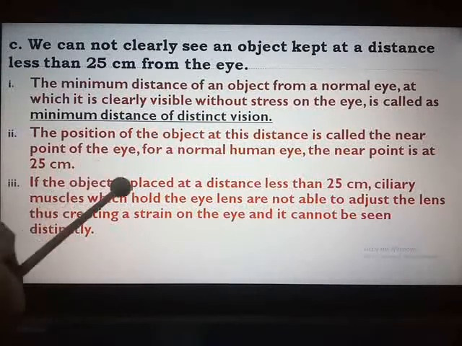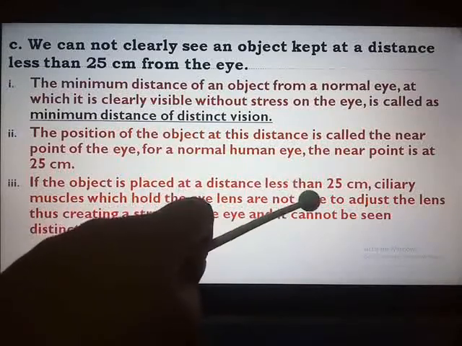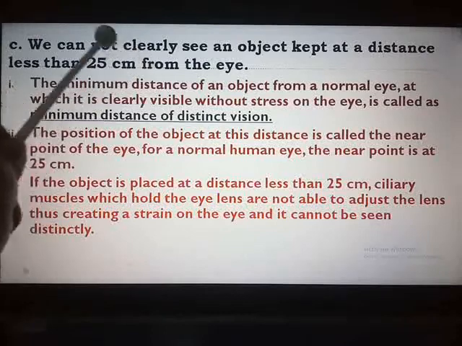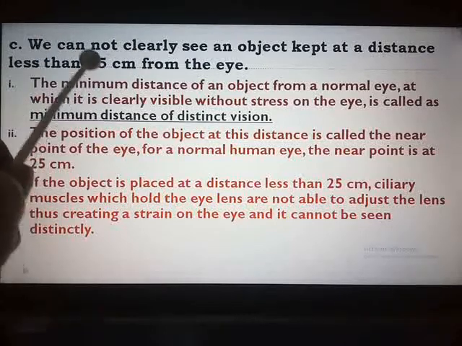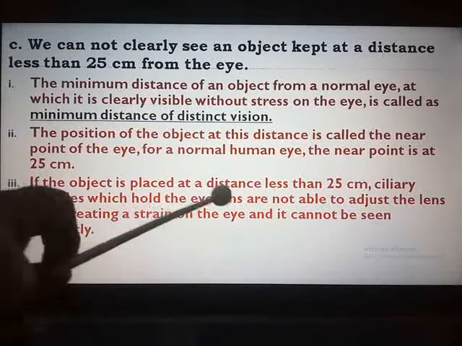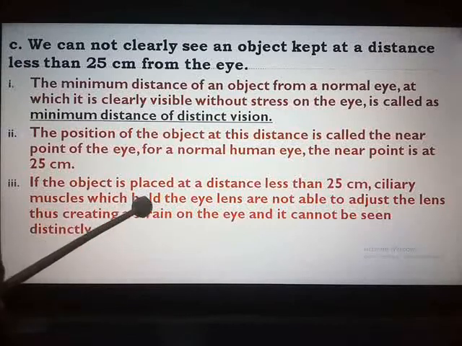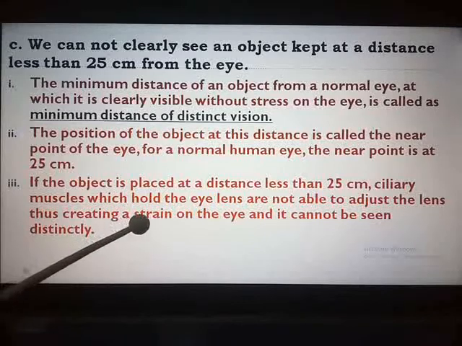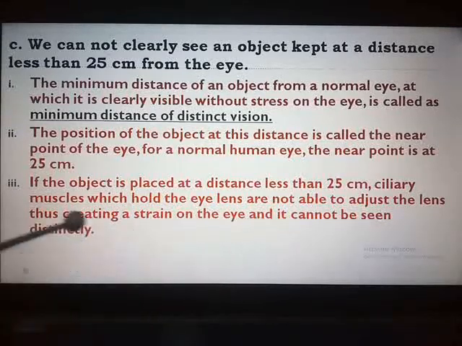If the object is placed at a distance less than 25 centimeter, because they have asked us, we cannot see which is kept at less than 25 centimeter. What happens? The ciliary muscles which hold the eye lens are not able to adjust the lens, thus creating a strain on the eye and it cannot be seen distinctly. This is your point number 3. Now you can write point number 3 in your own words.